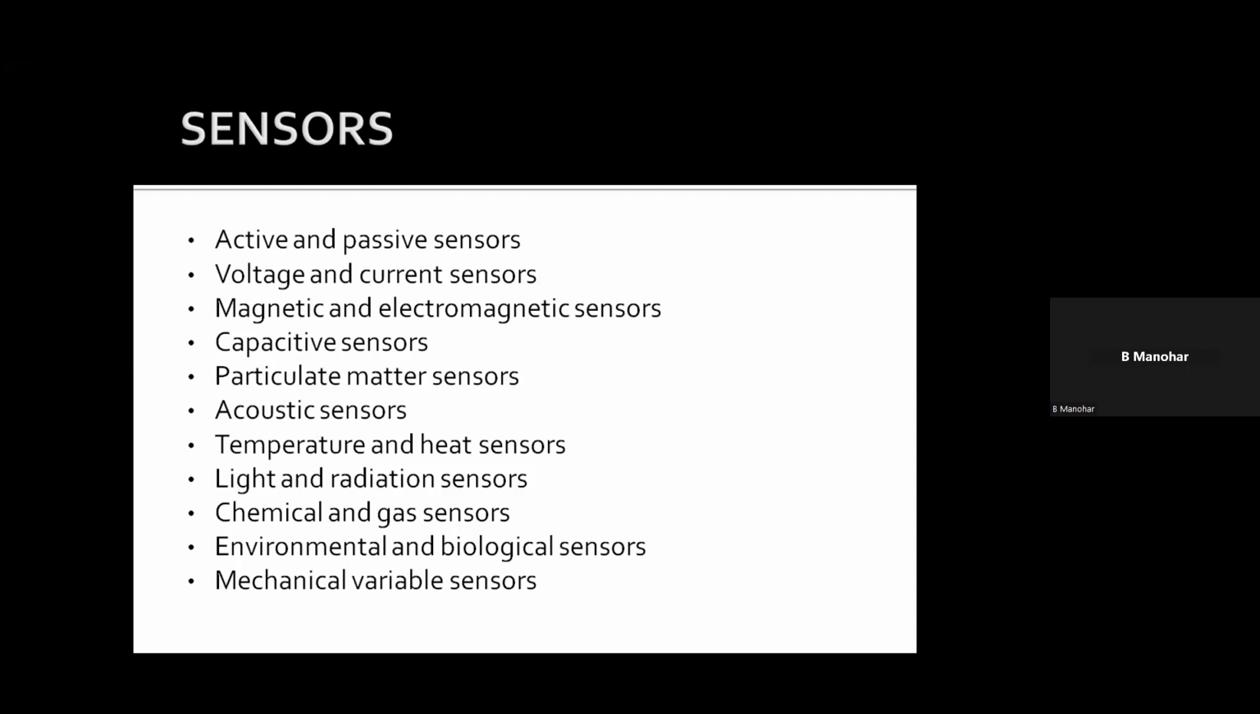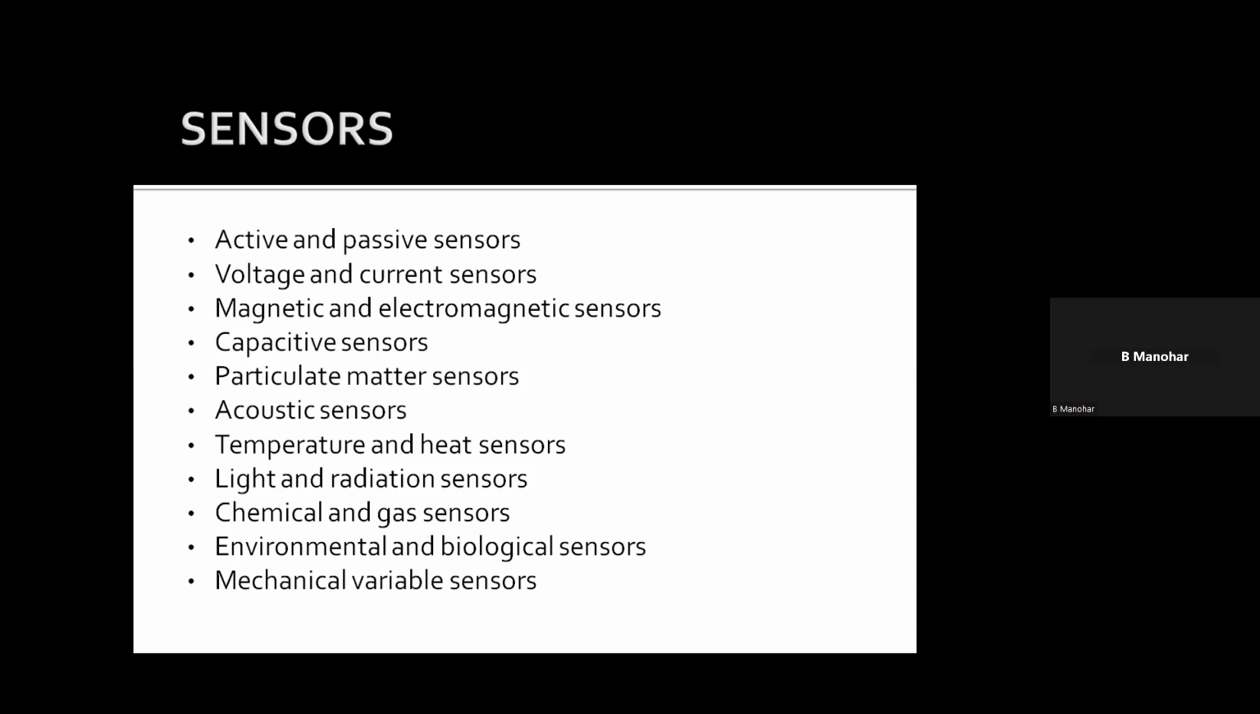And on the other hand, temperature and heat sensors measure the temperature or atmospheric temperature in the air. And light and radiation sensors work depending upon the intensity of the light falling on that particular sensor. And mechanical variable sensors are the sensors which can detect mechanical properties of bodies.